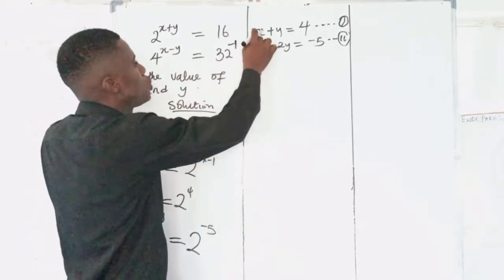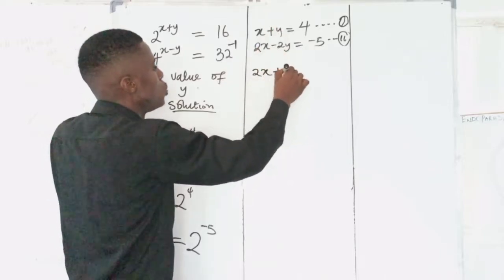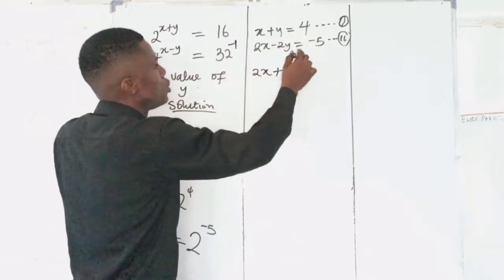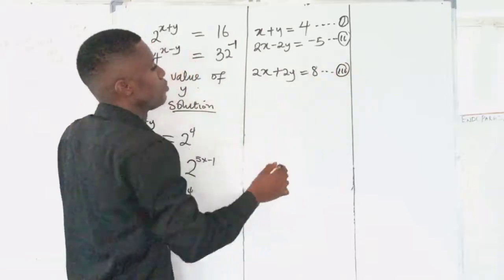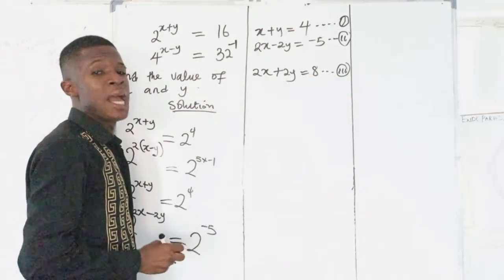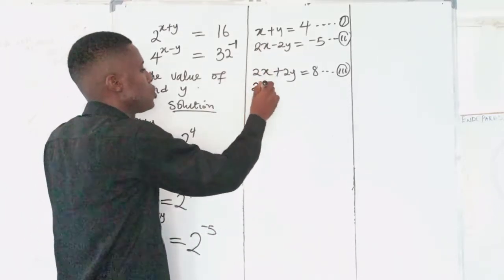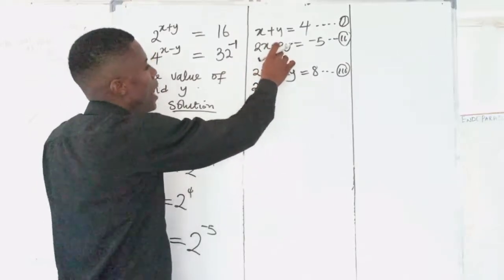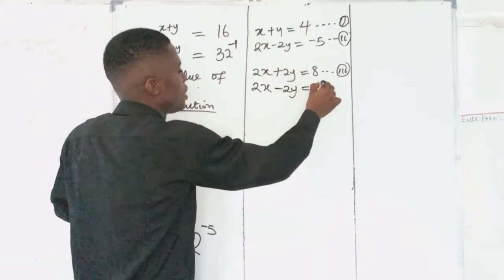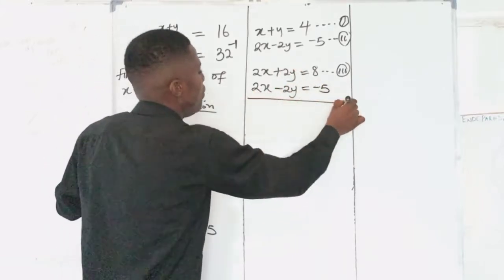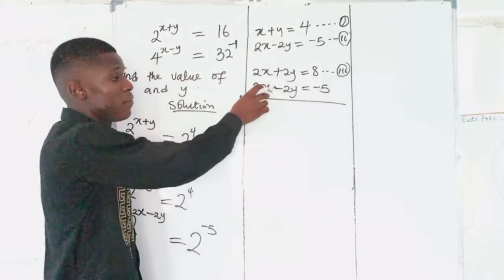So let's multiply: 2 times x, I have 2x, 2 times y, I have plus 2y, equal to 2 times 4, which is 8. This is my new equation, equation 3. Then in the second equation, I multiply by 1. So 1 times 2x is 2x, 1 times minus 2y is minus 2y, and 1 times minus 5 is still minus 5. So I need to add these two equations so that I can find the value of x.